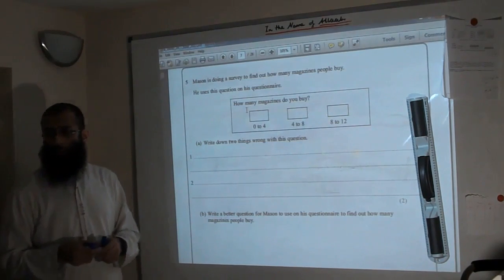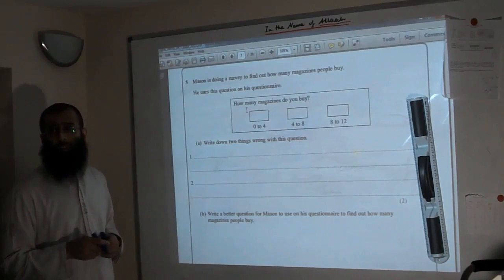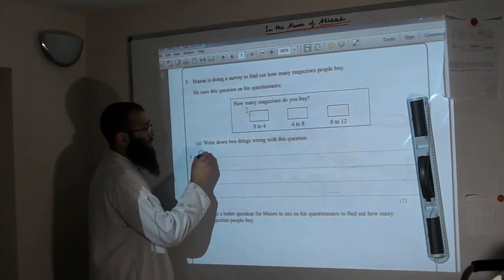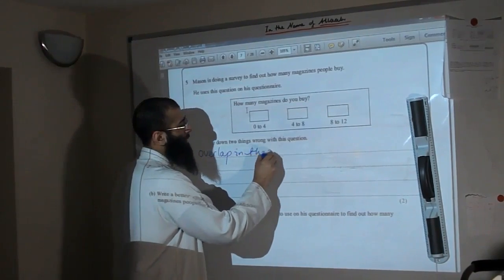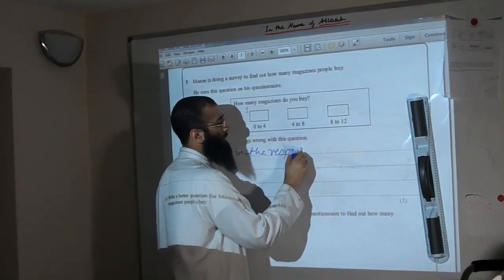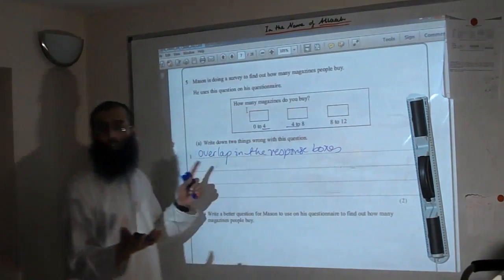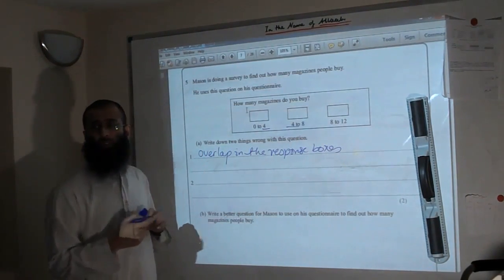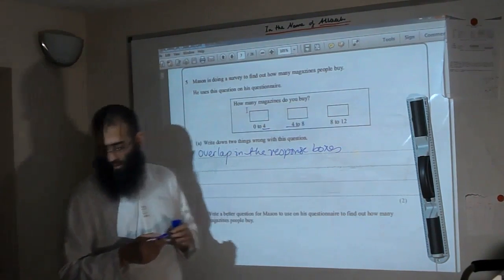Let's start with Zishan. Give me one. Is it that the options overlap? That's right. So you have overlap in the response boxes. What that means is the number 4 happens twice here. You can put the answer 4 in 2 boxes. So let's write: overlap in the response boxes, the values.